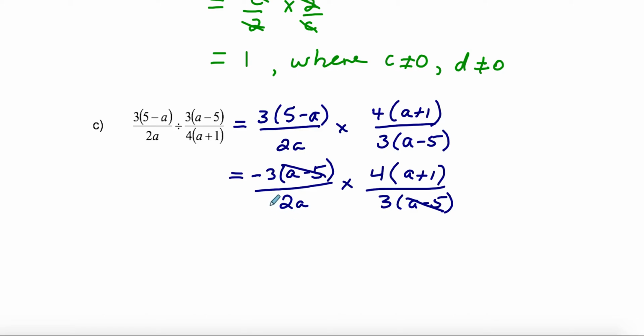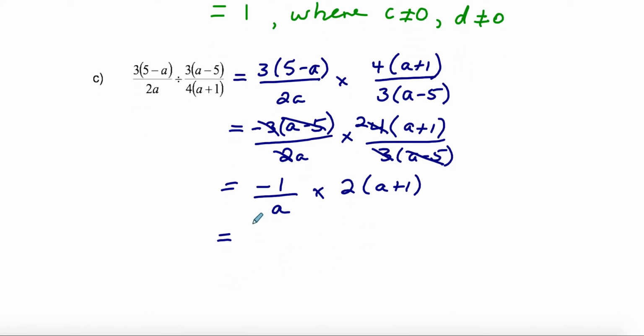What else do I see? Ooh, 3 over 3 cancels out. And also 4 divided by 2 is just 2. So I don't know if that's super complicated. Maybe it'd be easier to see that this is still 1 over a, -1 over a. And over here, I just have 2 times a plus 1. I could say over 1 if I like. So what happens there? Can I simplify any more? I don't think so.